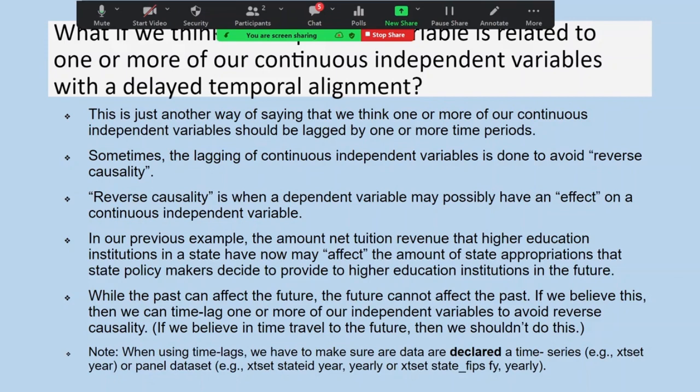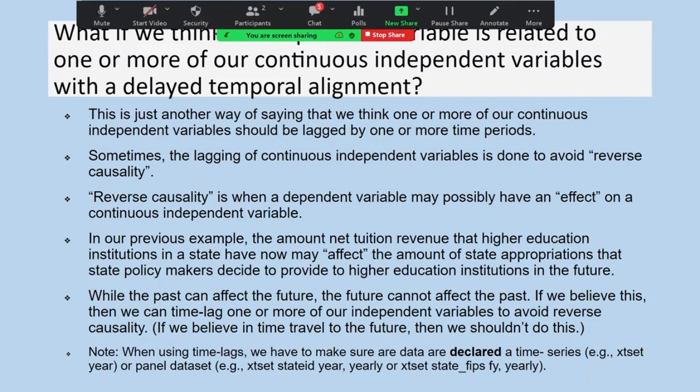Another reason we might want to lag a variable is because we want to maybe avoid what's called reverse causality. So what's an example of reverse causality? You're looking at state appropriations and net tuition revenue. I always like to go back to that example.